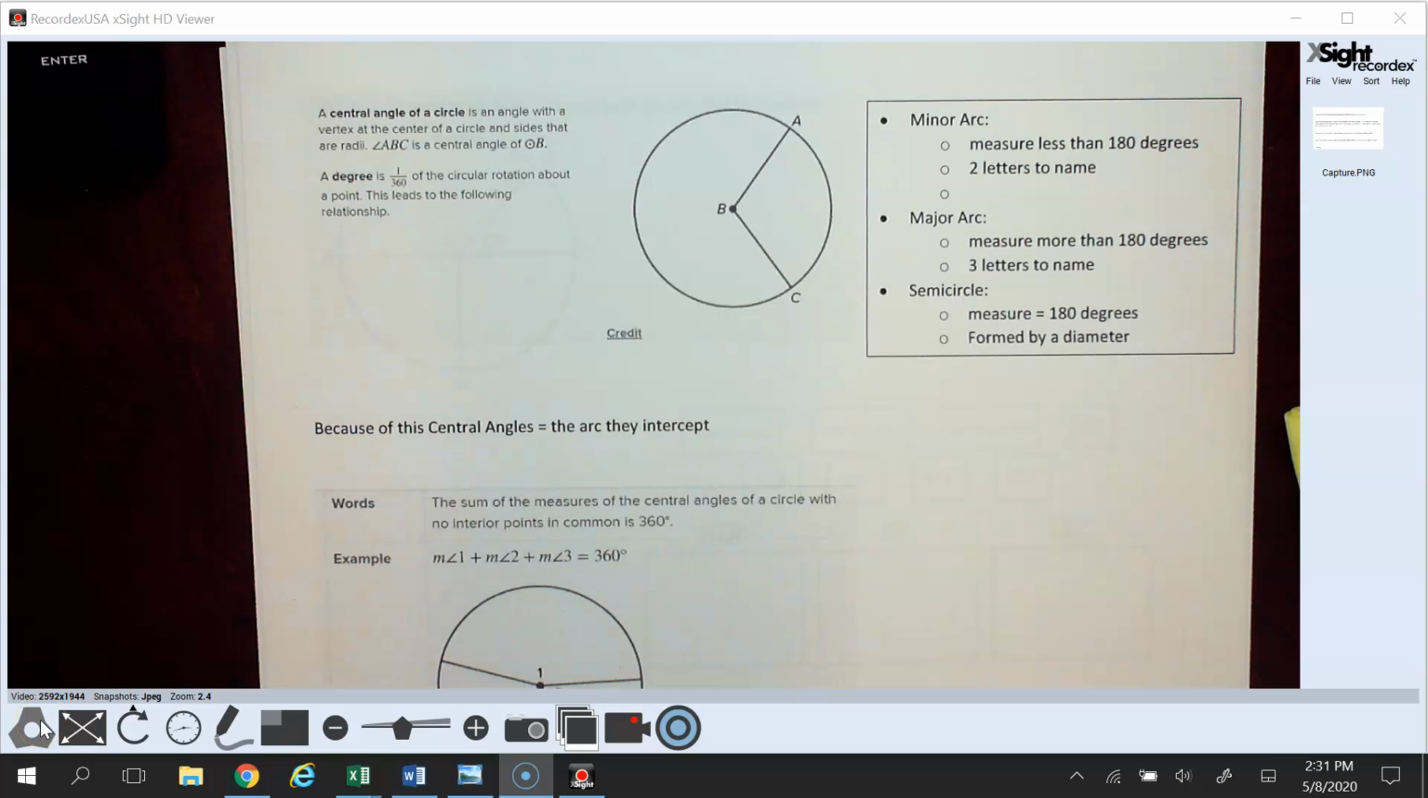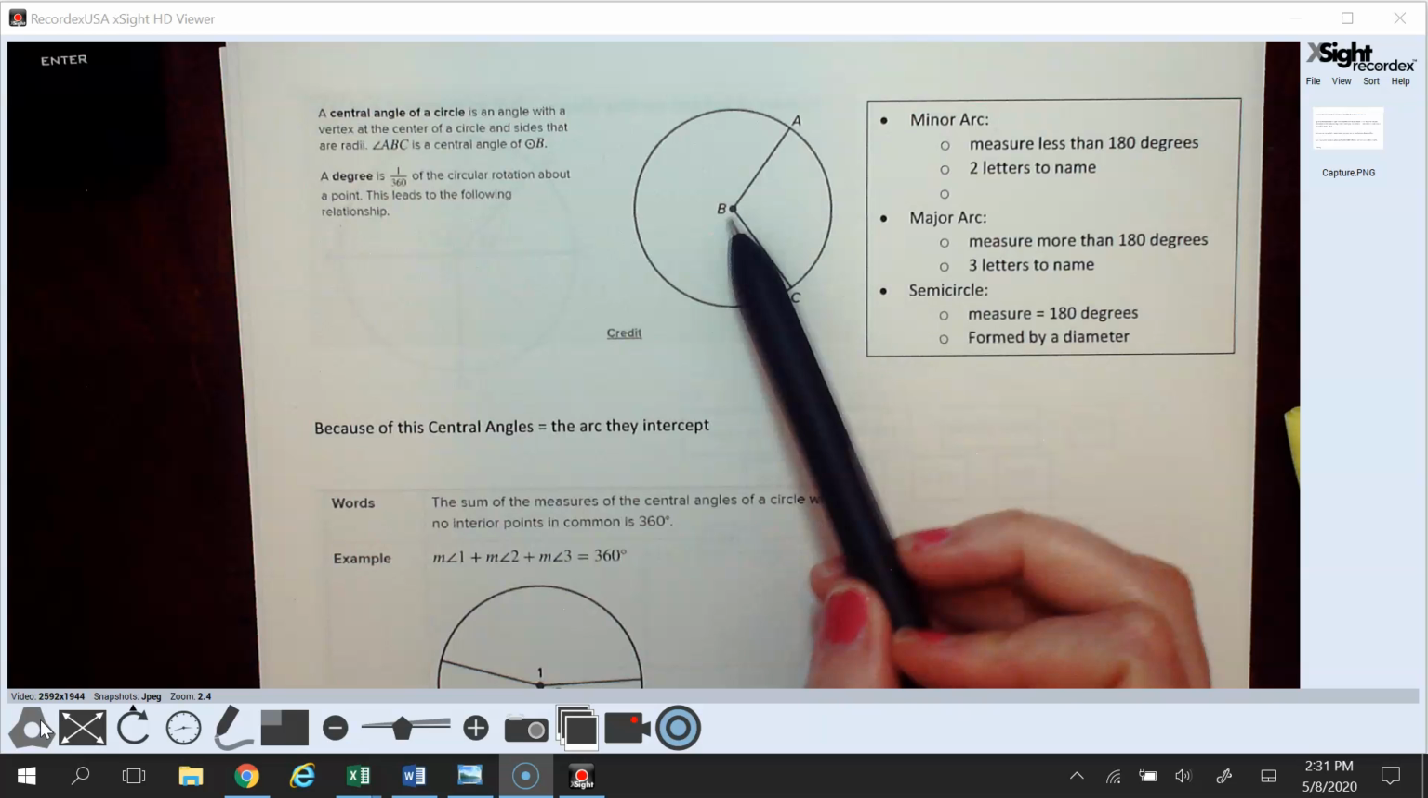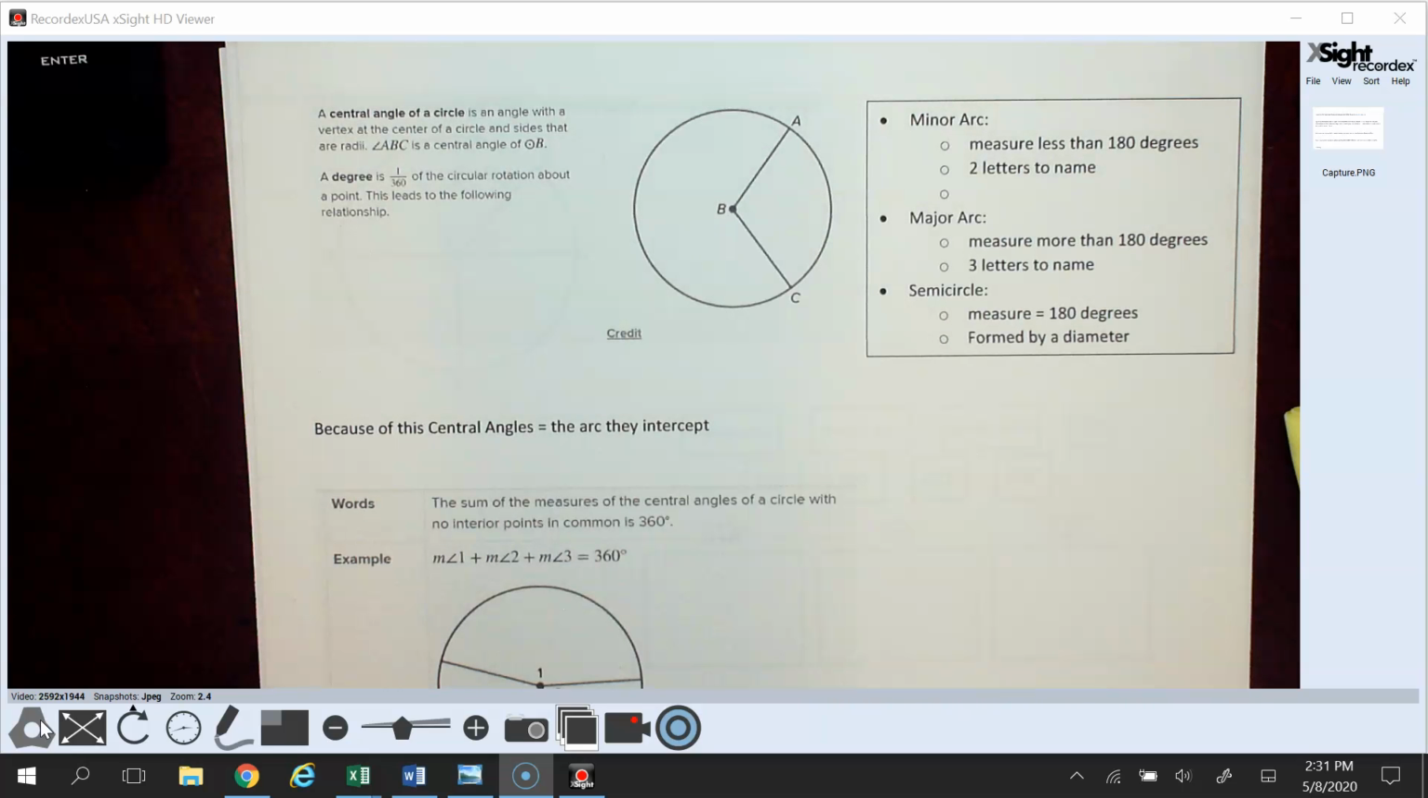Okay, so last week you ended the week by doing some vocabulary for circles. So first I'm going to do a quick review of what some of those things were. First of all, you have a circle. This would be circle B. Circles are named by their center.